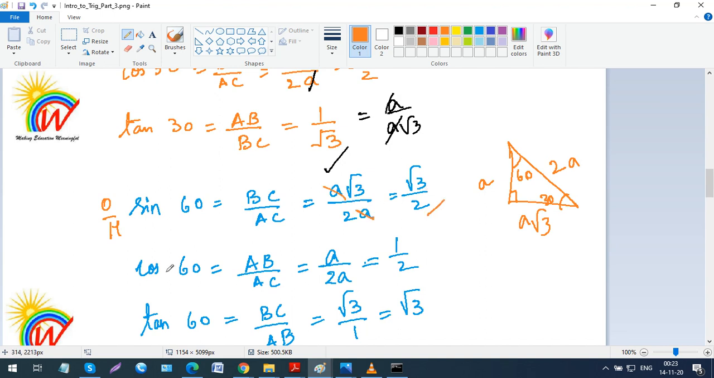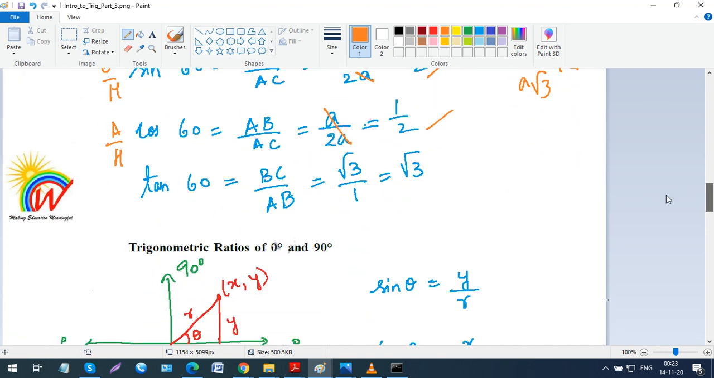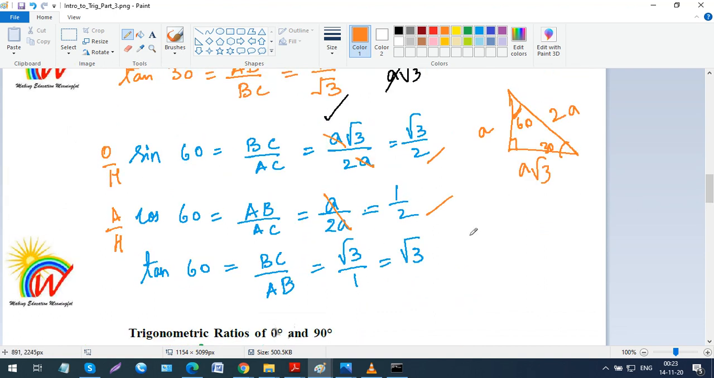Now cos 60 is adjacent over hypotenuse. So go to the 60 degree angle and see, the adjacent is A, divided by 2A. So the A gets cancelled and you get 1 by 2. Similarly for tan 60 you get BC over AB, which is A root 3 over A. So you just simply get root 3 over 1, which is root 3.